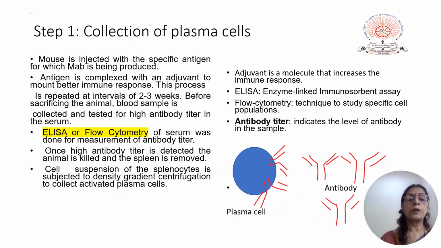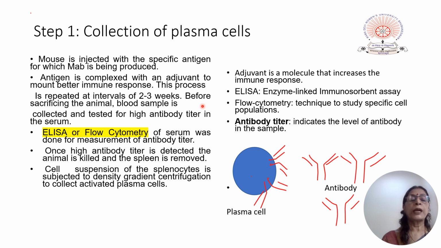The first step of hybridoma technology is the collection of the plasma cell and the myeloma cell. Plasma cells are obtained from the mouse, and the mouse is injected either with only the antigen for which the MAB is going to be produced, or the antigen may be conjugated with an adjuvant. An adjuvant is a small molecule which will induce a better immune response, and this method is repeated at some interval.